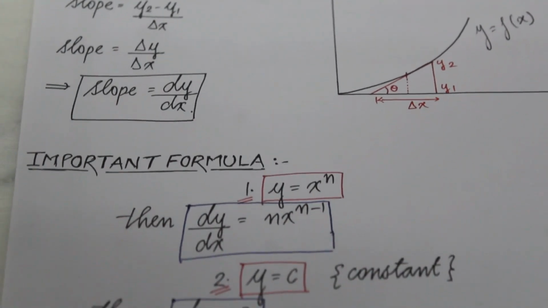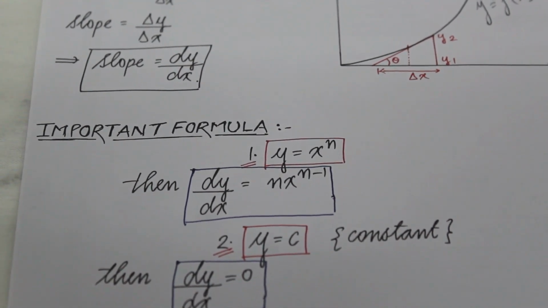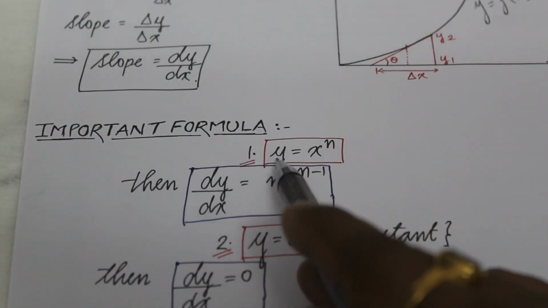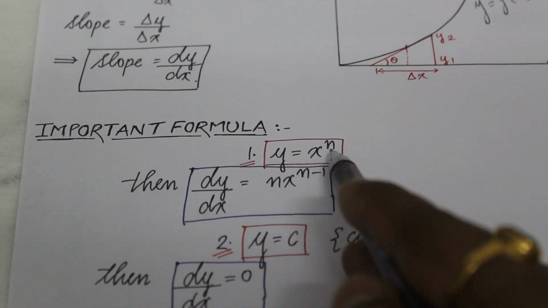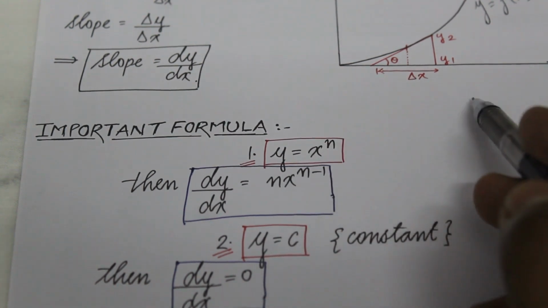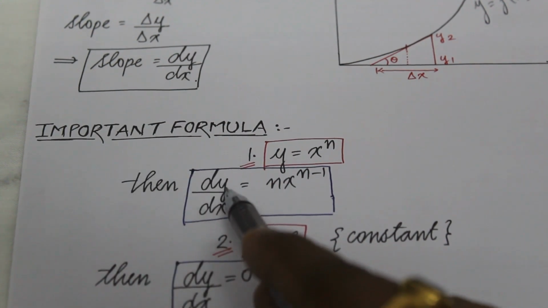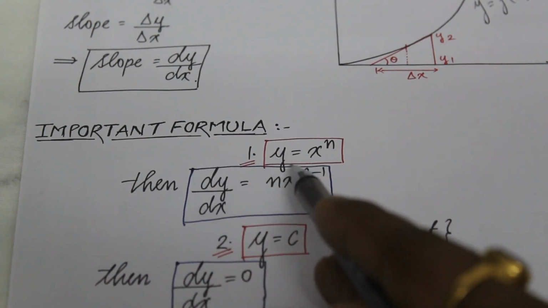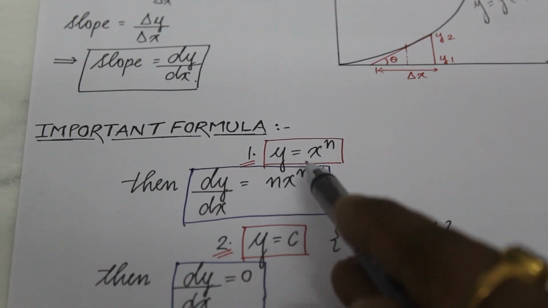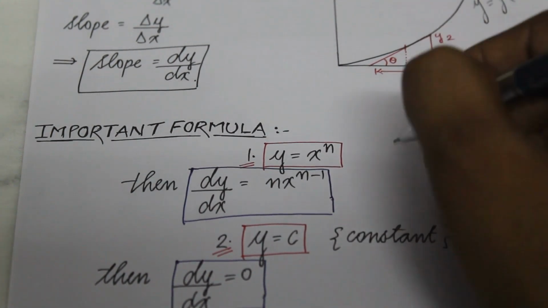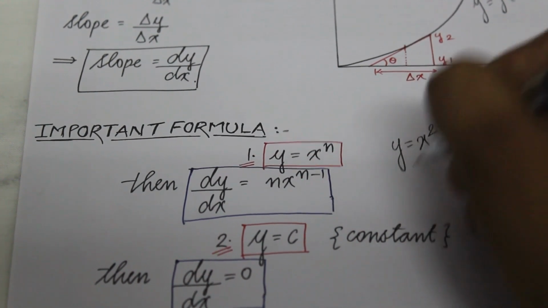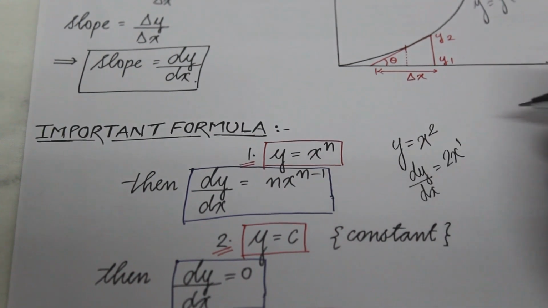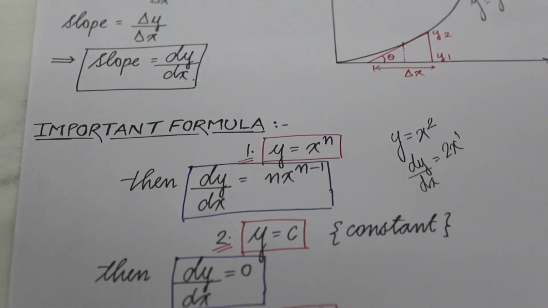Now we need to remember some important formulas for finding out differentiation or using differentiation. Let us study them. First, if y is equal to x to the power n, let's say y is equal to x square, x cube, whatever, then differentiating y with respect to x will give n into x to the power n minus 1. For example, if y is equal to x square, then dy by dx will be equal to 2x to the power 1. In this way you will differentiate.